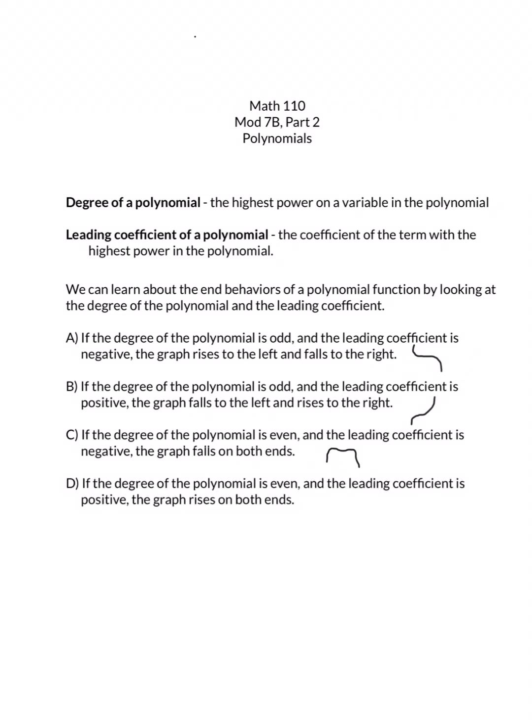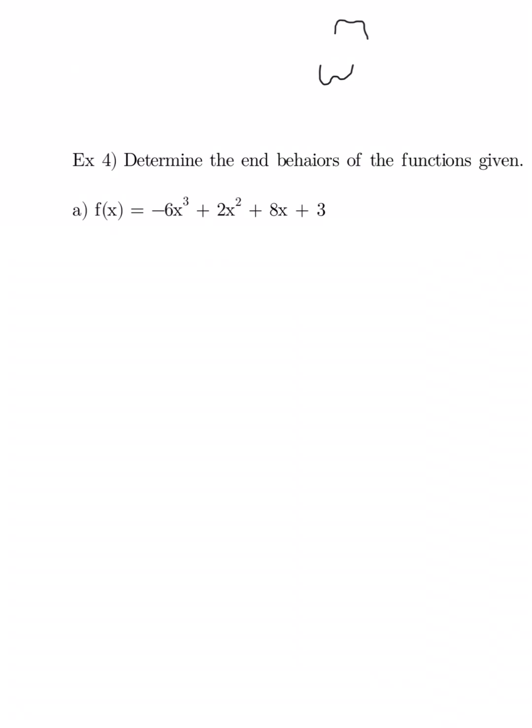Our final possibility is if the degree of the polynomial is even and the leading coefficient is positive, the graph rises on both ends. So both ends will be going upward. Now that we've learned the rules about end behaviors, we're going to look at a polynomial function and decide how the ends would look. On this first function, our highest power is 3.